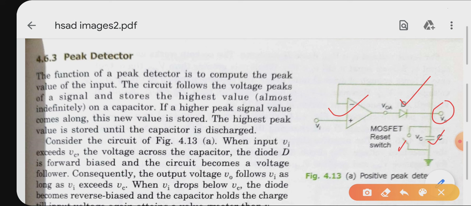So this circuit can be used to get the most negative or lowest voltage of a signal just by reversing the diode polarities. As it is, it can be used to detect the positive peaks. If you reverse the polarity of the diode, you will get the negative peaks.